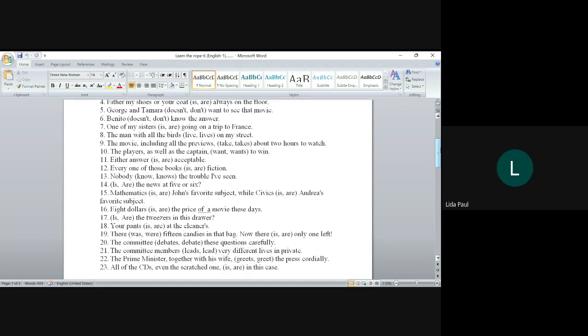$8 is. Now, why aren't we saying "are"? Because $8 is countable. Why are we not saying "are"? "$8 is the price of a movie these days" is the right answer. But why?